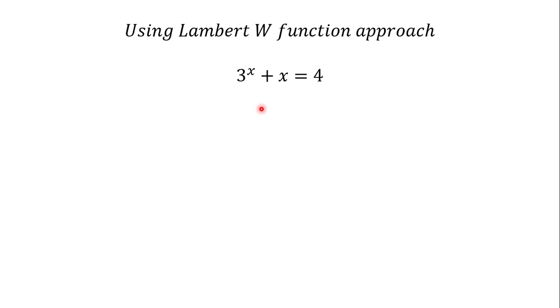So 3 raised to the power x plus x. How are we going to rewrite this to get it to look like something times e to the power of something? In this case, our focus is always going to be x. We have 2 x's here, that is 1 and then 2.